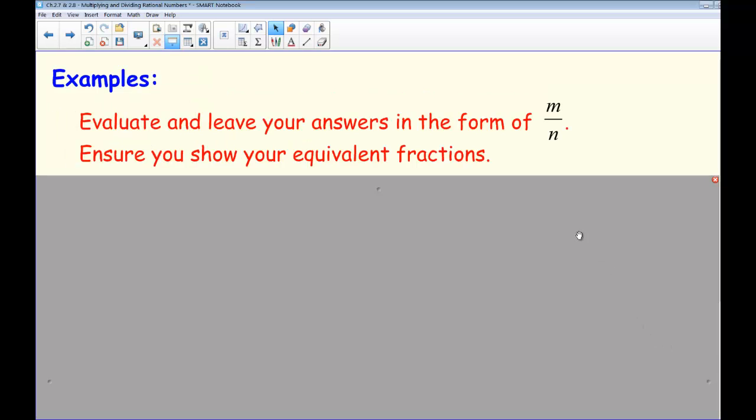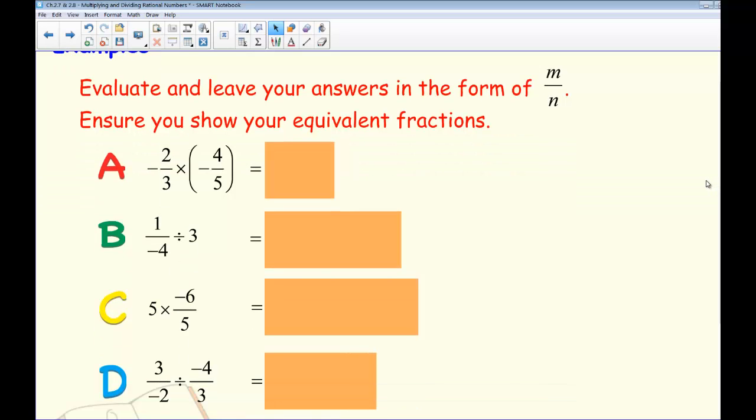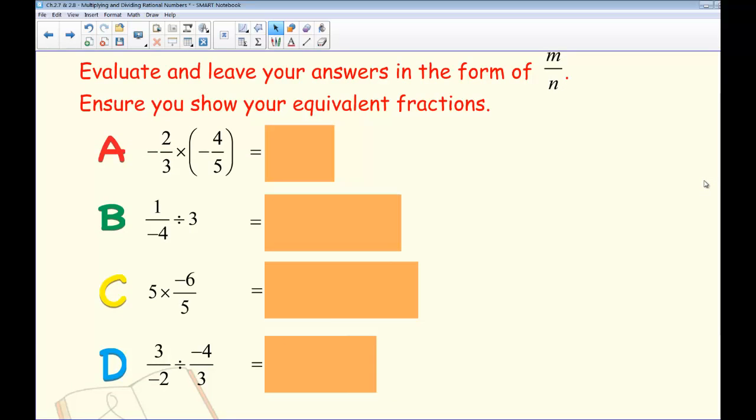So here's another example using rational numbers in the form of m over n. Now in these examples that you're going to be working with, it wants you to evaluate but leave your final answers in the form of m over n as well, and it also wants you to show your equivalent fractions. So once again, now would be a great time to pause the video, give these questions a try before following on with the video and checking your answers.